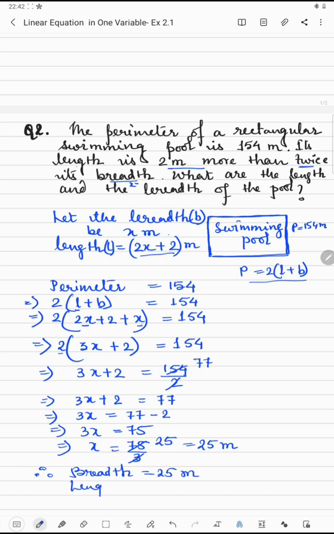So length will be 2x plus 2. Now 2x means 2 is multiplied by x. So here we have got the value of x, which is 25. So we will put 25 in place of x. Then plus 2 meter. So 25 into 2, 50. 50 plus 2 is 52 meter. So in this way we will solve number 2.